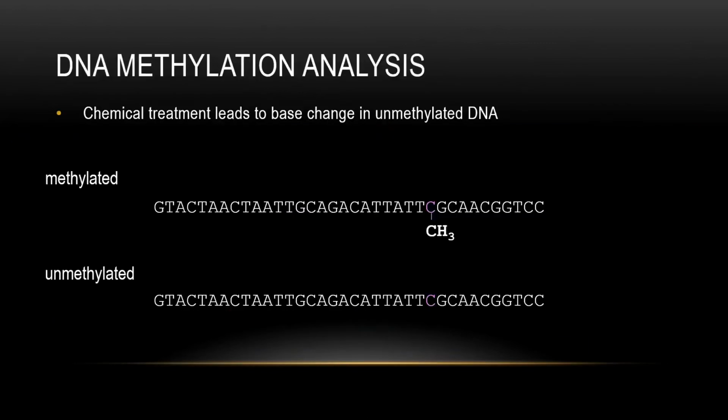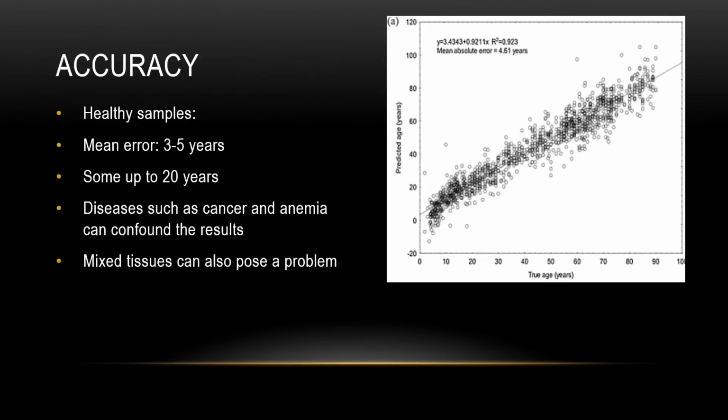You can analyze this by doing a chemical treatment of the DNA. Your DNA, which has been methylated at the cytosine, is treated, and then you get a change of base if it was unmethylated. You can see in the lower part, it is changed to a different base called uracil, and then you can sequence the DNA and see how much it was exchanged.